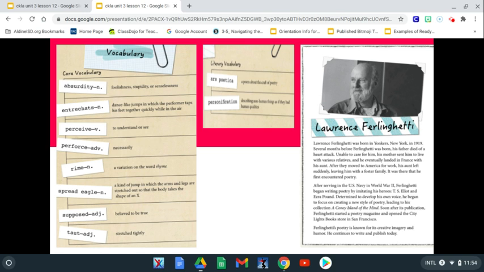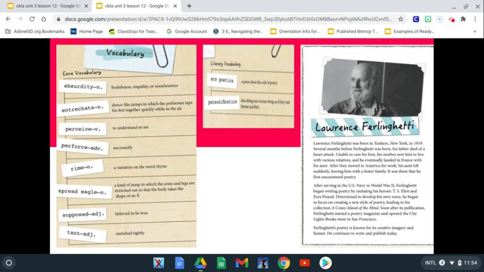So that's personification. Also, not only are we going to talk about our core vocabulary and our literary vocabulary, it's important that we talk about the author of our poem, Lawrence Ferlinghetti. He was born in New York in 1919. He talks about his father. He also served in the U.S. Navy. His poetry is known for creative imagery and humor. He continues to write and publish today.